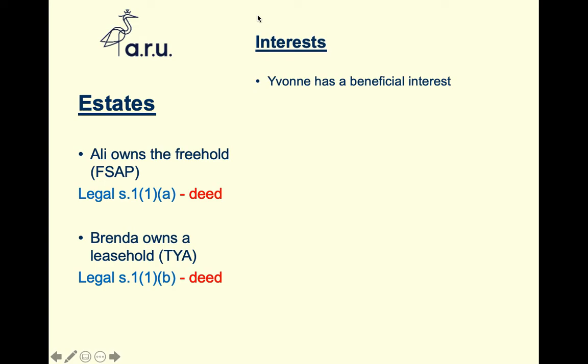Interest-wise, Yvonne has a beneficial interest. We have already considered the fact that it can only be equitable under Section 1.3. It's not in 1.1, it's not in 1.2. Therefore, because it can only be equitable, we can't put a deed on it and make it legal. That's not how it works. It's only ever capable of being equitable. So the right document, if we are to document it, would be to put a contract on it.